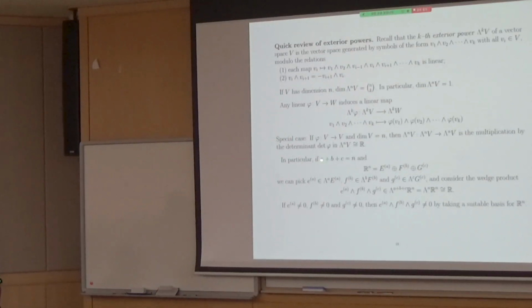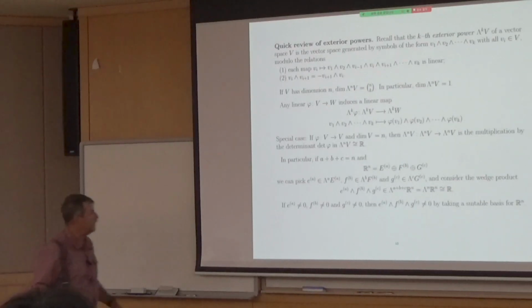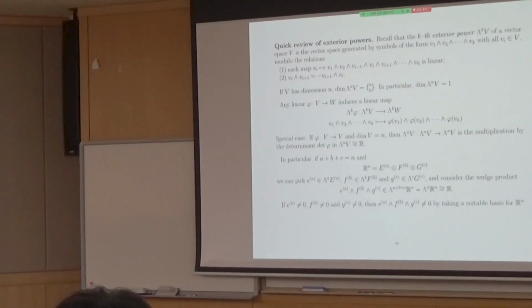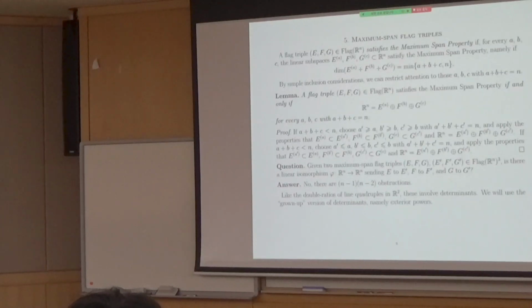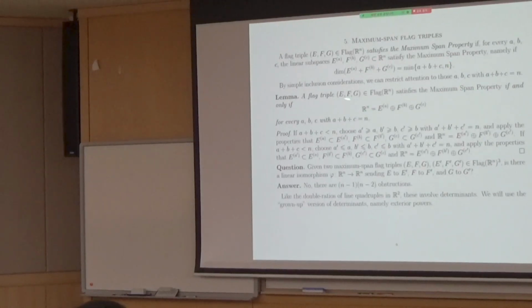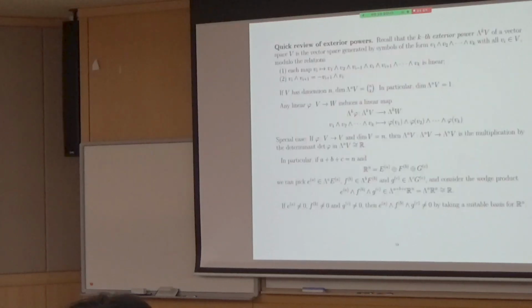So in particular, if a plus b plus c is equal to n, and if I have a flag triple like in the previous slide, if I have a maximal span flag triple, we saw that Rn is decomposed as the direct sum of these three flags. So that's the situation where we are.